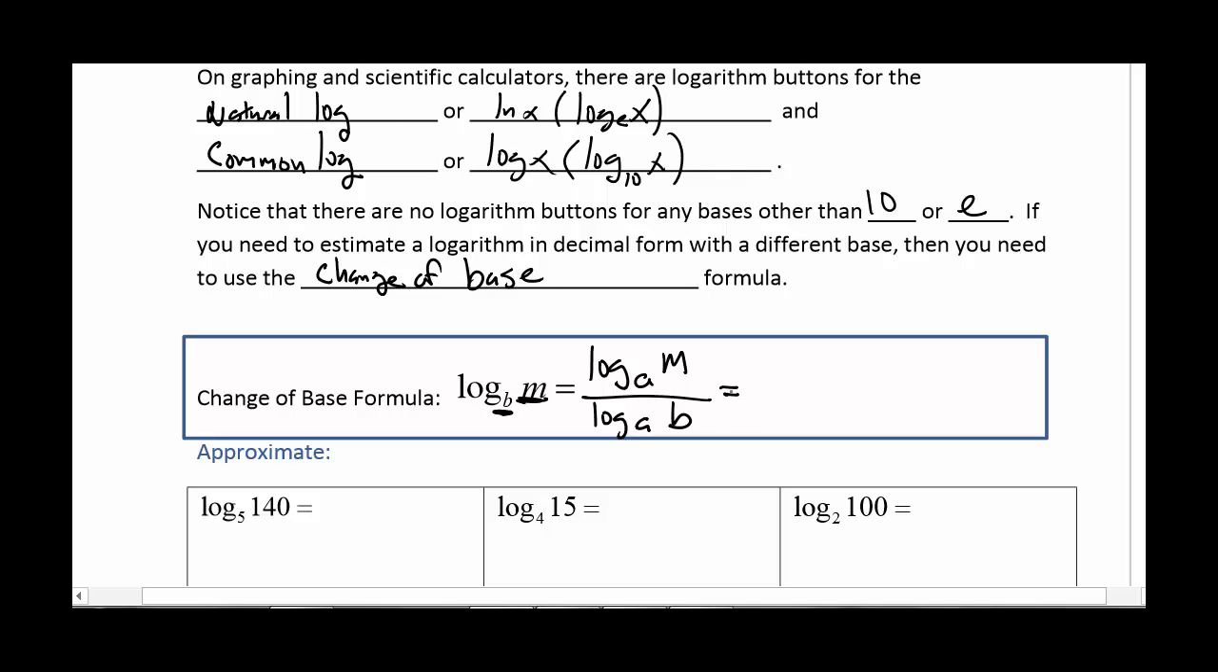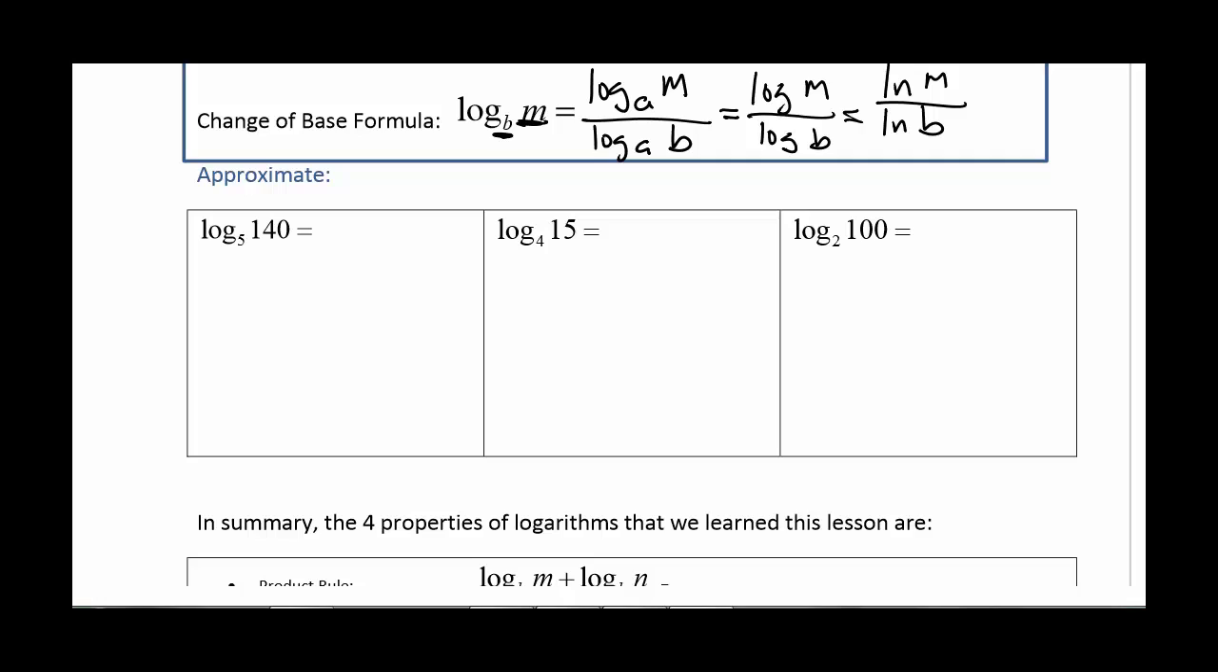Okay, more specifically then, using the two buttons that we're aware of, this would look like log of m divided by log of b, or if we want to use the ln button, ln of m divided by ln of b. In these examples, we'll use both the log and the ln button to compare. So let's see, log base 5 of 140. We'll start with log, which would be log of 140 over log of 5. And that's actually the same as the ln of 140 over ln of 5.